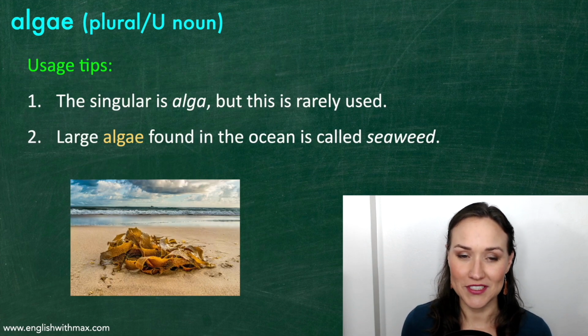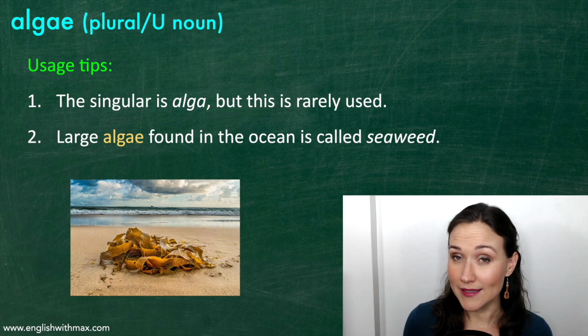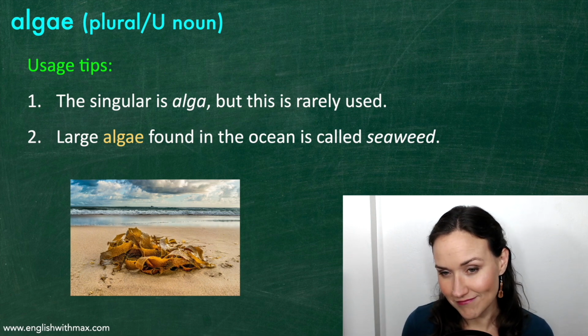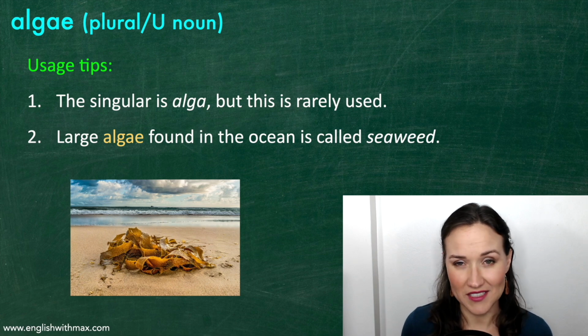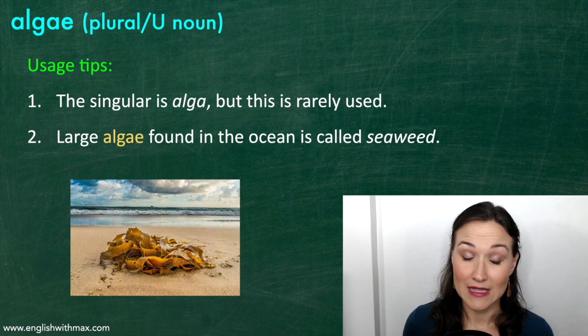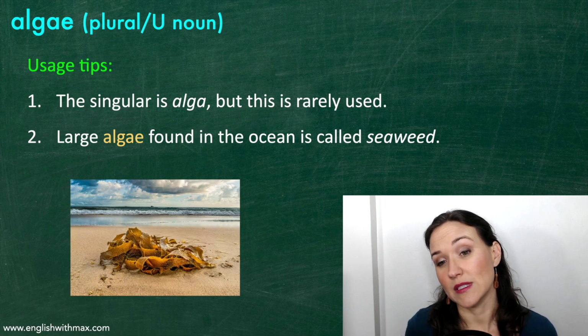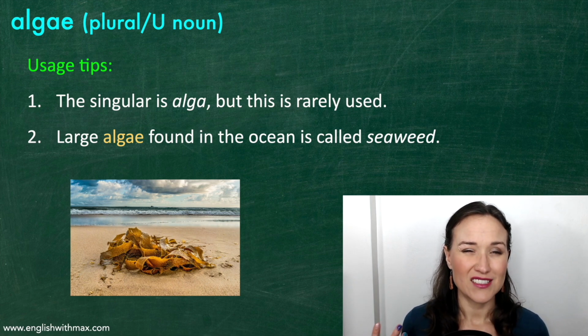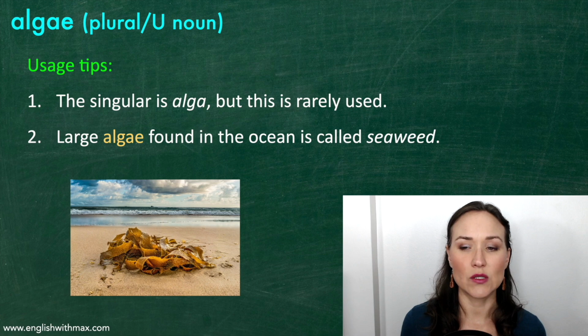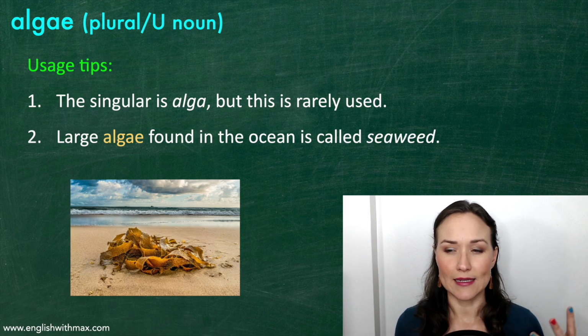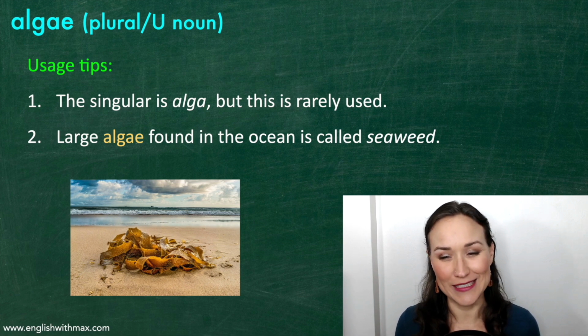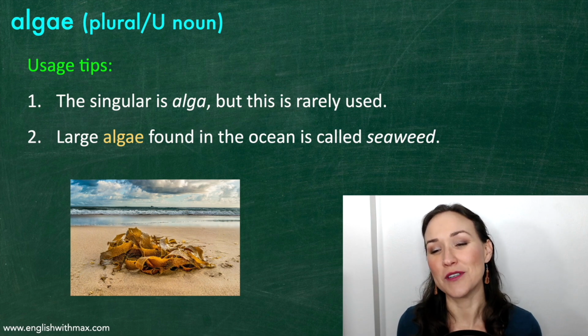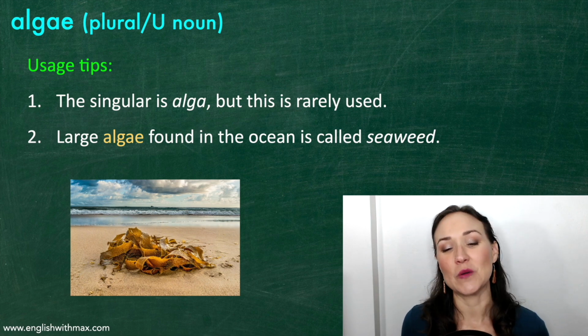Here are a couple of usage tips. The singular is alga, but this is rarely used. Large algae found in the ocean is called seaweed. Generally speaking, plants that grow in the ocean and that are big enough to easily pick up in your hands, like what you see in the picture, are called seaweed.